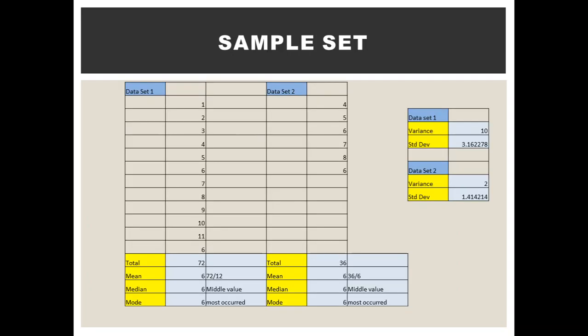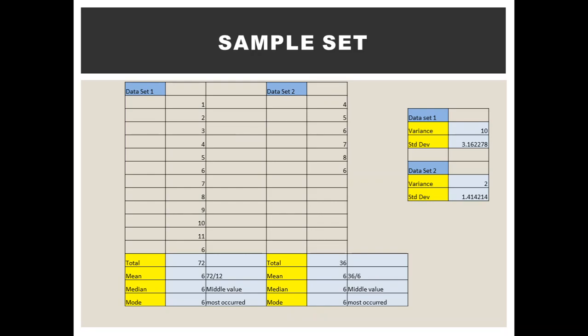I have taken a data set with some numbers. You can see 1 2 3 4 5 6 7 8 9 10 11 another 6. So the total number of observations that I have here is 12. And then you can see another data set: 4 5 6 7 8 and 6.